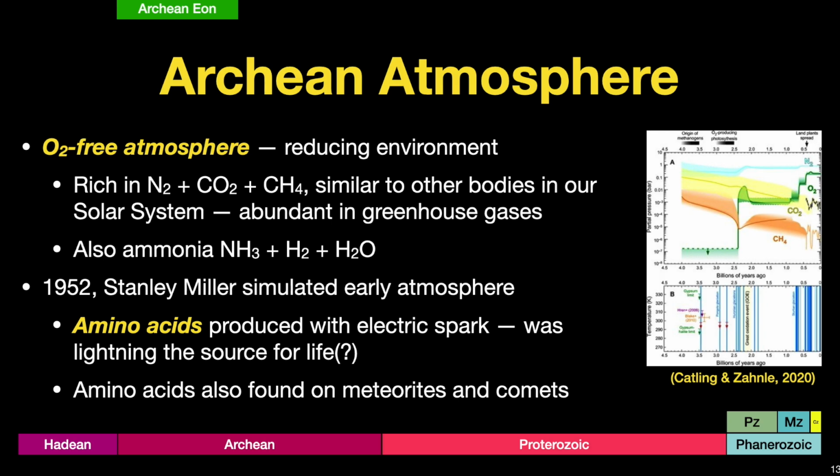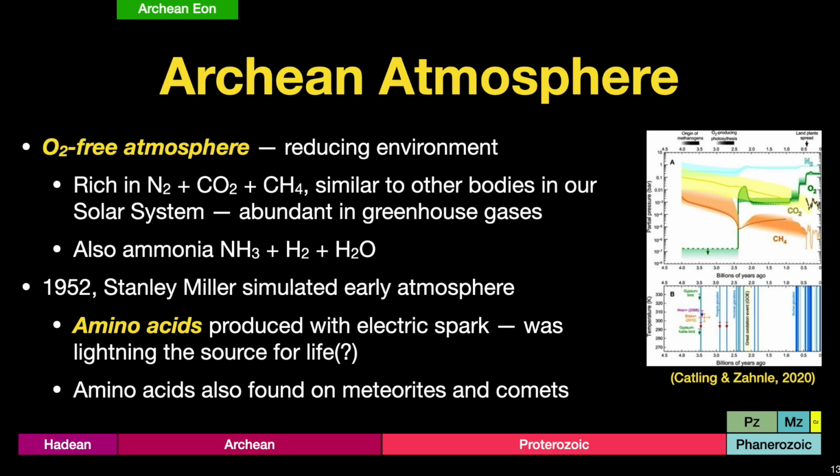During the Archean, the first atmosphere formed, and it was a lot different than it is today. In fact, there was no oxygen gas in the atmosphere. Instead, the atmosphere was an extremely reducing environment. The atmosphere during the Archean was rich in nitrogen gas, carbon dioxide, and methane. This is similar to many other bodies we find in our solar system, like Venus. The abundant amounts of greenhouse gases meant early Earth was quite warm. Also found in the atmosphere at this time were ammonia gas, hydrogen gas, and even a little bit of water vapor.